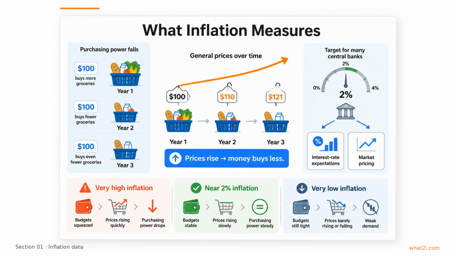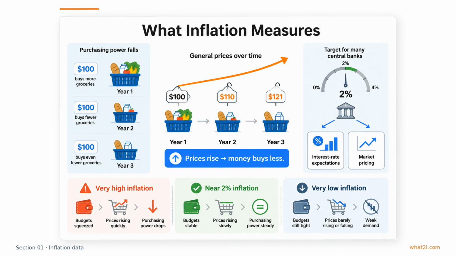Very high inflation can squeeze consumers and businesses, while very low inflation can suggest weak demand or an economy lacking momentum. Most major central banks aim for something close to 2% inflation over time, because that is often viewed as consistent with stable growth. So when markets watch inflation data, they are really watching the pressure that prices put on both the economy and policy.